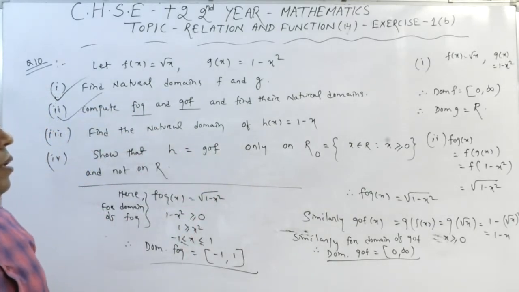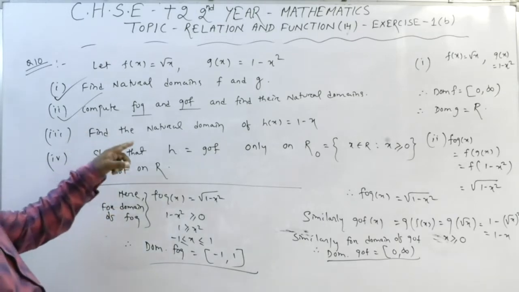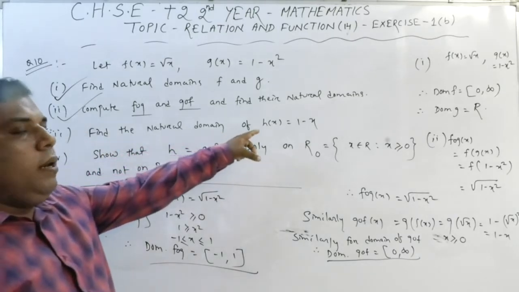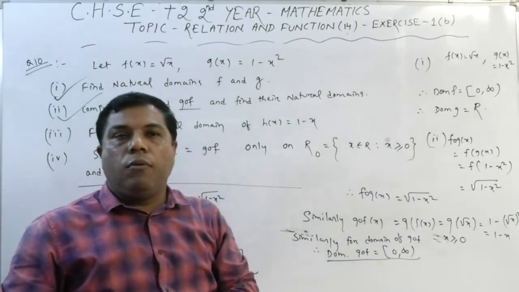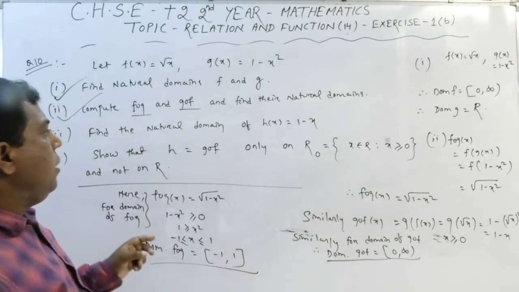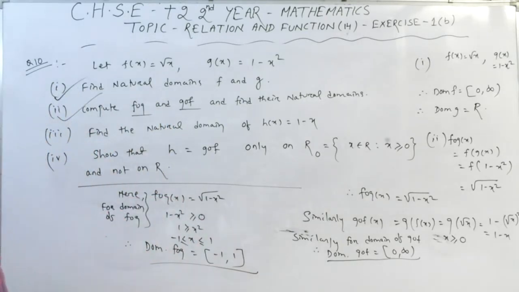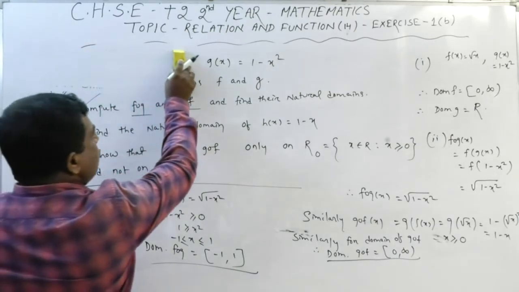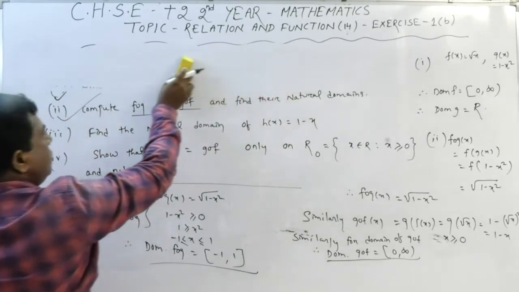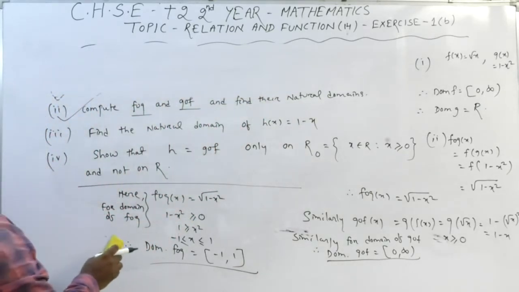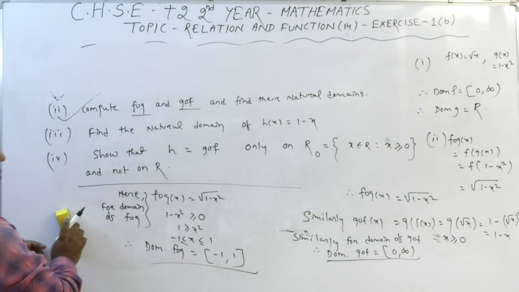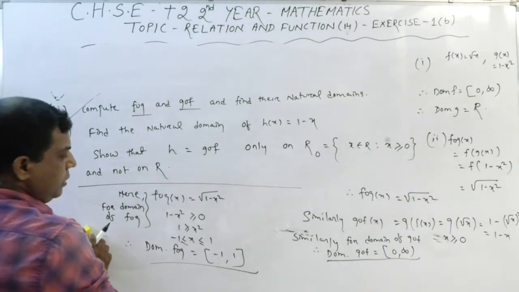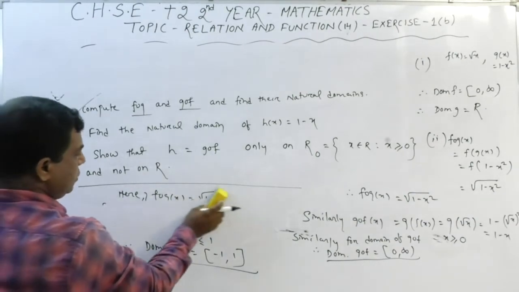Okay. Now we will go for part 3, and we have to find the natural domain of h of x equal to 1 minus x. Okay. Now let us move to that part. So I am cleaning this one. This portion is over. And I am cleaning this one also, please make a note of it.